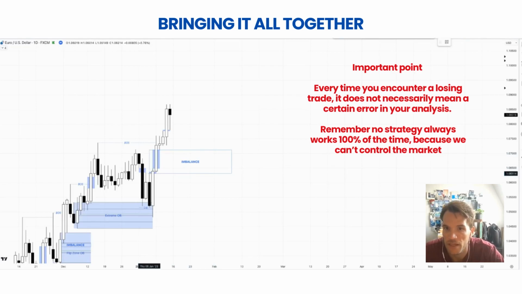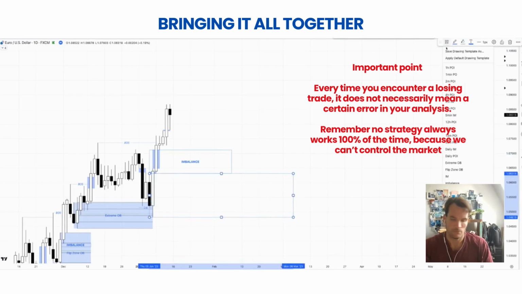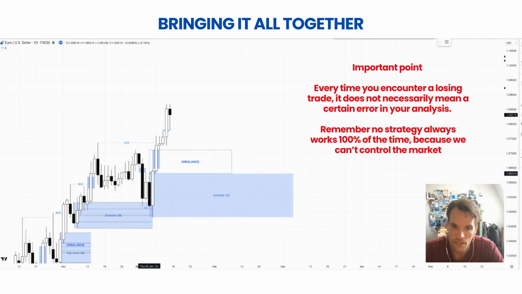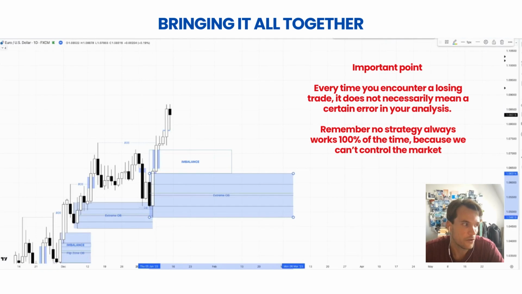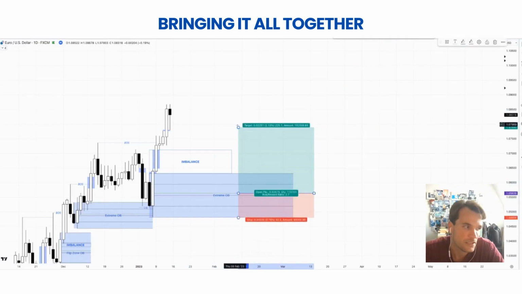That's just the probability playing out. I never said that this is a 100% strategy, and I know it's high probability from my backtesting, 84%. However, that's not 100%, so you just have to remember that no strategy is 100%. It's not that you analyzed the market wrong if it doesn't play out. It's just the probabilities playing out at the end of the day. And these are the probabilities for EUR/USD.